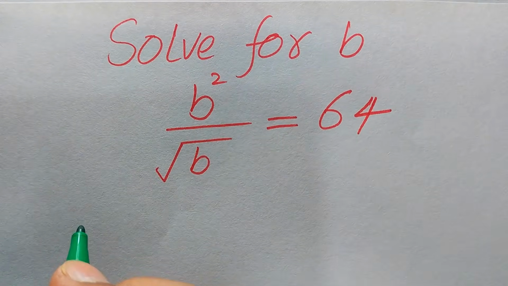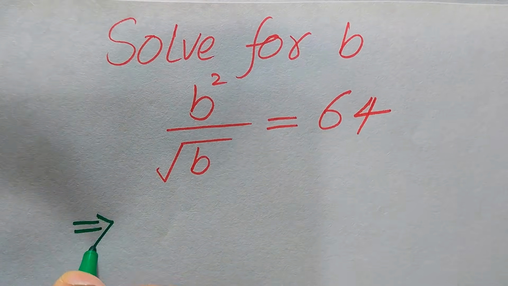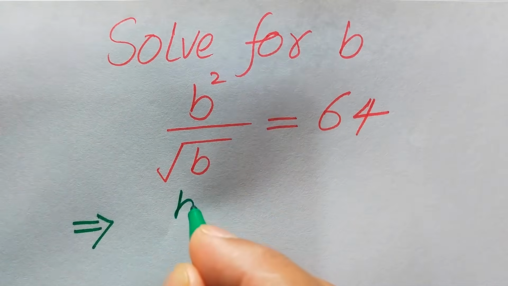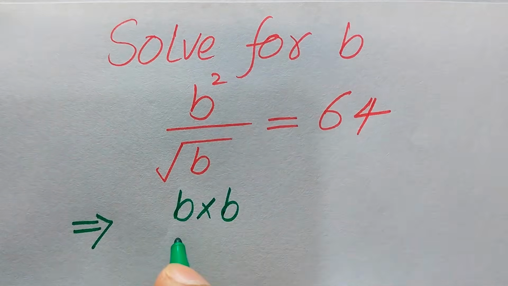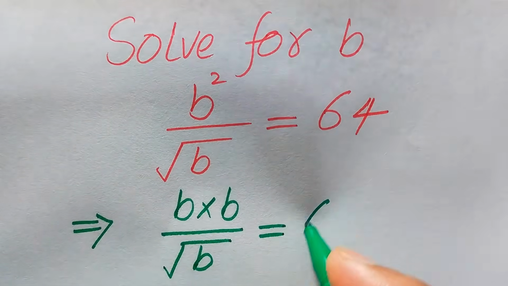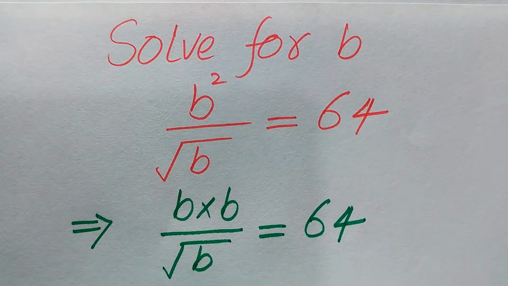And now we move towards the solution of this problem. Here you see that in the numerator we have b square, so we write this b square as b multiplied by b, and it is divided by square root of b is equal to 64.